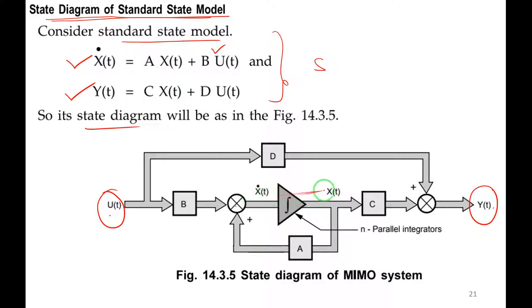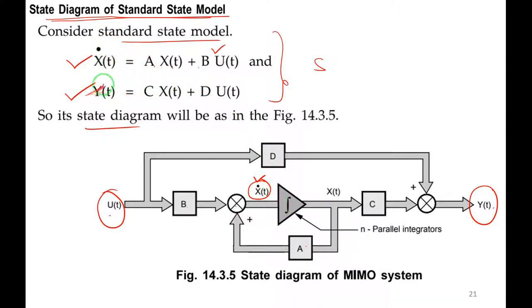The output of the integrator is a state variable x of t. This x of t should be multiplied with a block, and it is added with b into u of t. So I am getting x dot of t. This is the state equation: x dot of t is equal to a into x of t plus b into u of t. Is it fine? I hope you understood. B into u of t plus a into x of t will give me x dot of t, the state equation.